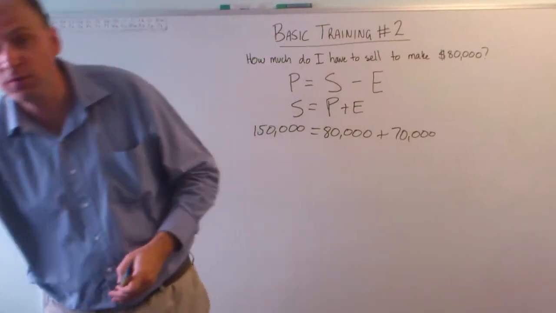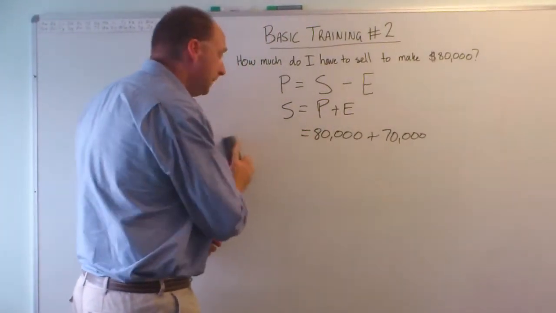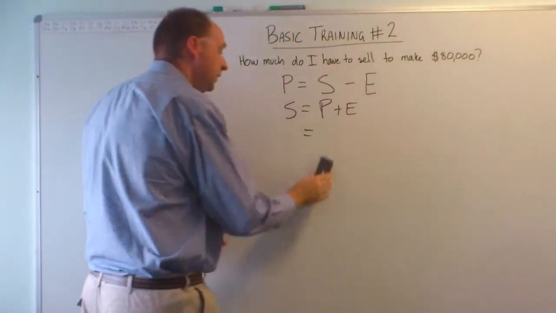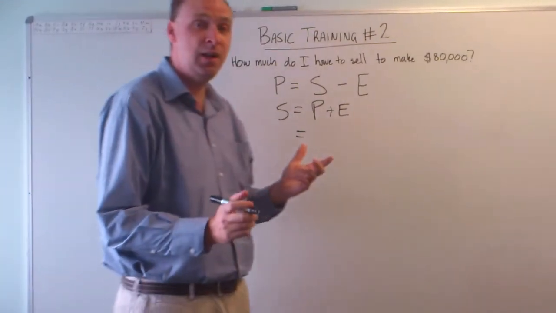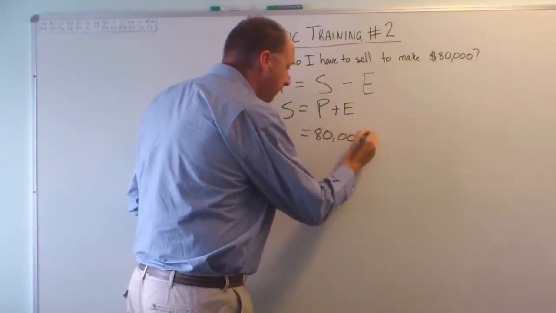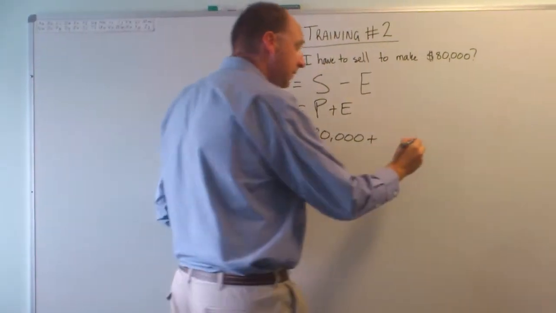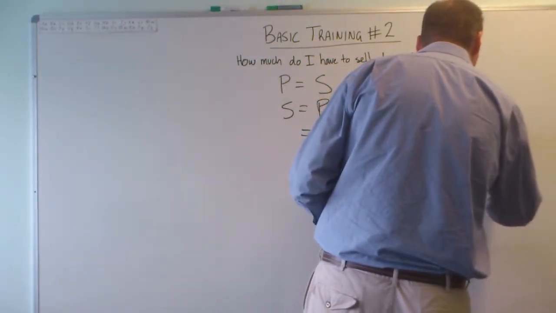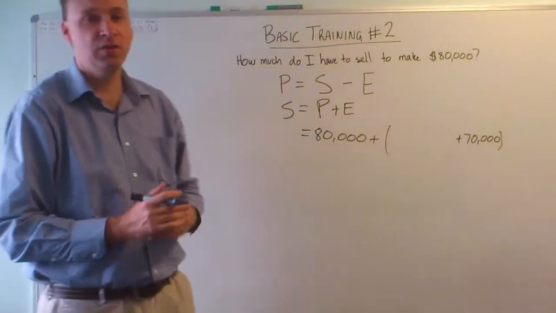Now if you do sell items, it's going to be a little bit trickier to work it out, but not that much. So your profit's going to be $80,000. Now your expenses, you're still going to have the $70,000 in your normal expenses, but you've also got your cost of sales.